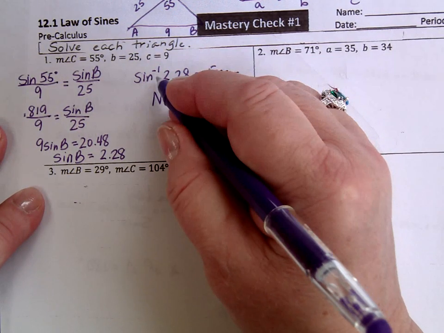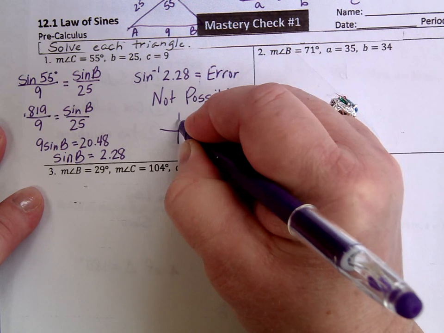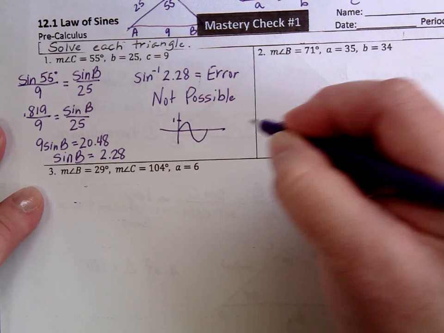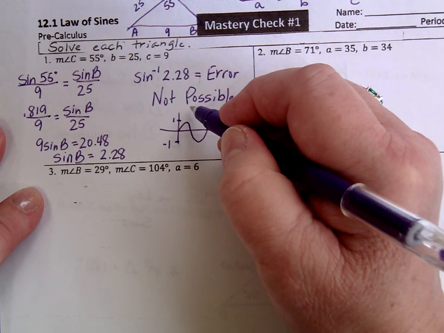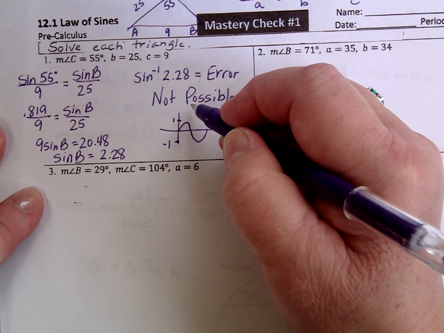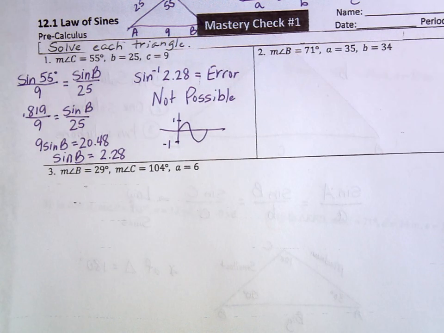The background behind this is, if you remember the sine graph, here it is. What's the tallest it goes to? You tell me 1. What's the lowest it goes to? You tell me -1. It's never going to hit 2.28 because that's too big. So this is one of those that's not possible. And it just works out in the math that you get an error and you can't have a possible triangle out of that. All right, so there's one situation, situation number 1.